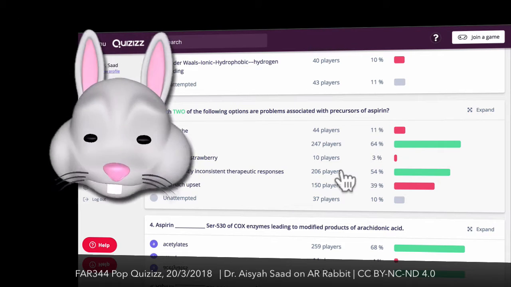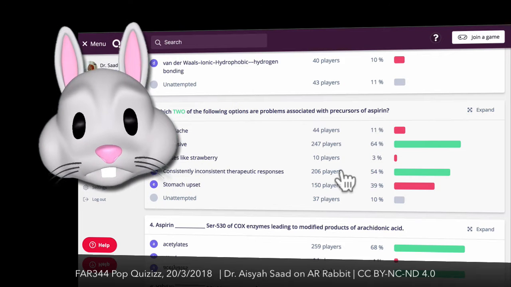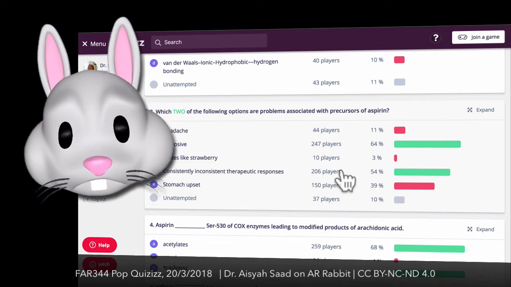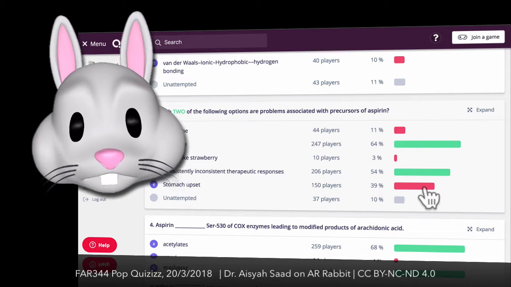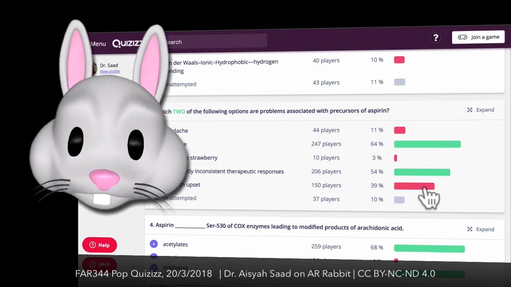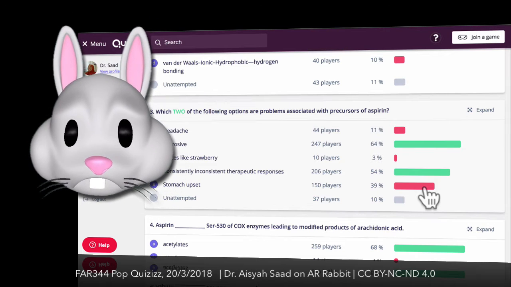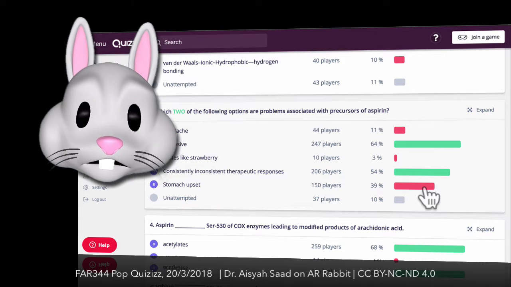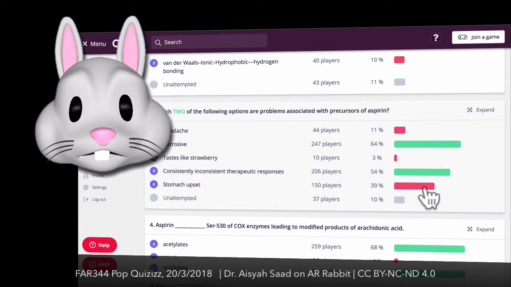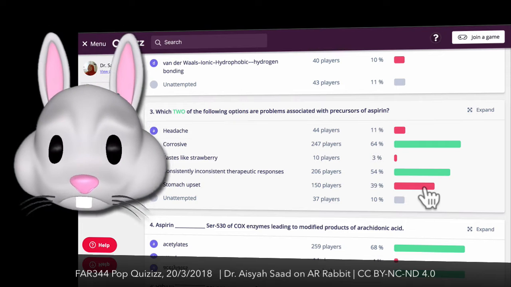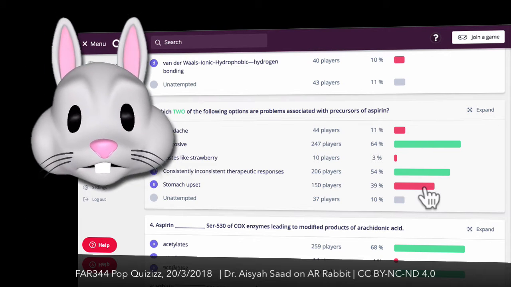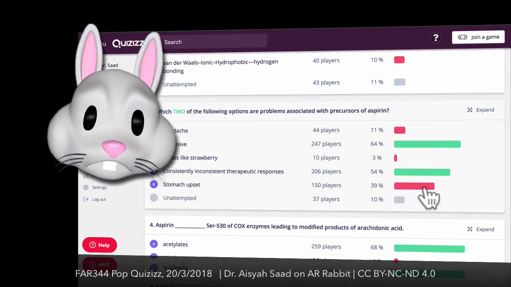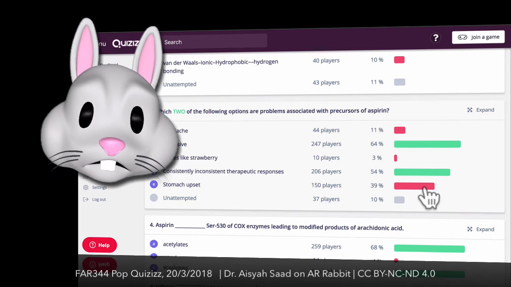But I think a lot of people were a bit confused about stomach upset. If you think about it, stomach upset is still a persistent problem even in aspirin, the current drug. You actually ask patients to take aspirin after meals. So it is still a problem. It is not really associated with the precursors of aspirin. What are the problems we want to solve for the derivatives leading to aspirin?